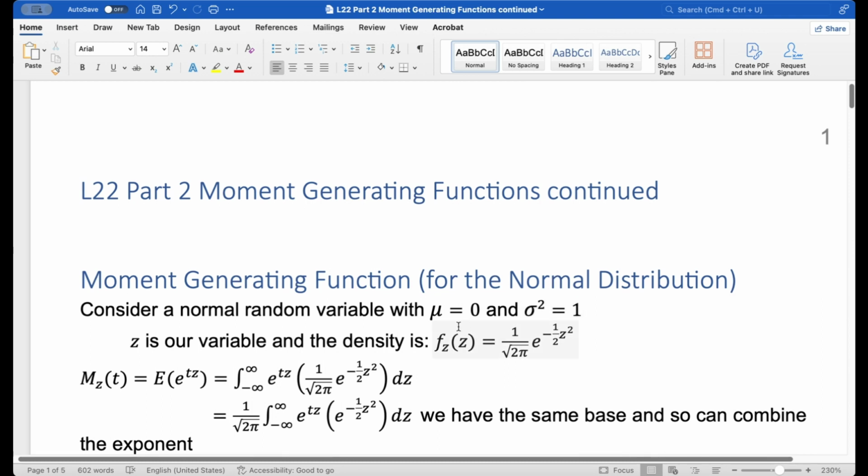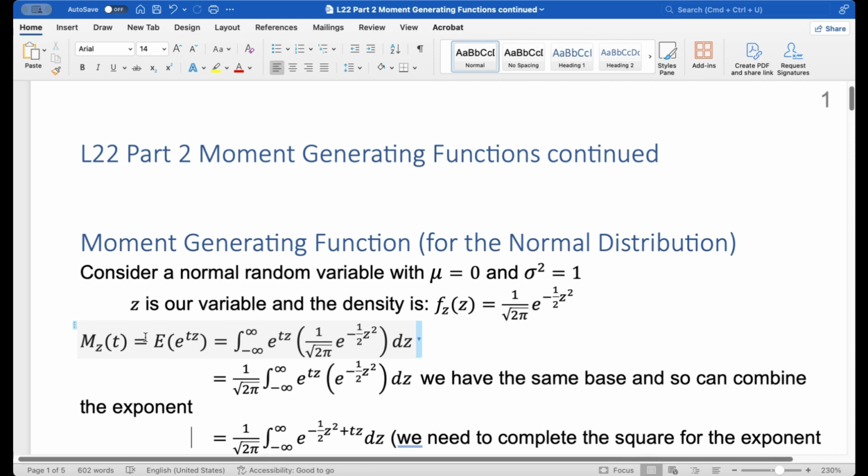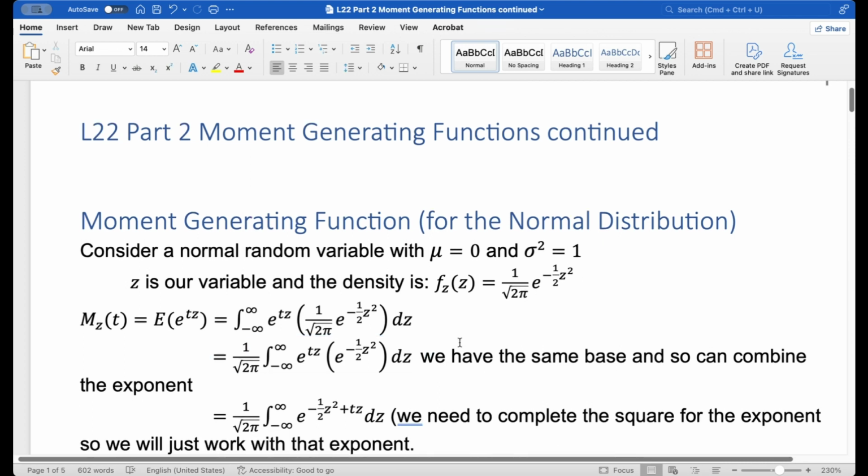In that case, the density function is 1 over root 2 pi e to the minus 1/2 z squared. To compute the moment generating function, we do the expected value of e to the tz, which is the integral of e to the tz times the density function. We can factor out the constant 1 over radical 2 pi in front of the integral, and then we can multiply the e terms and add the exponents. And so the exponent becomes negative 1/2 z squared plus tz.